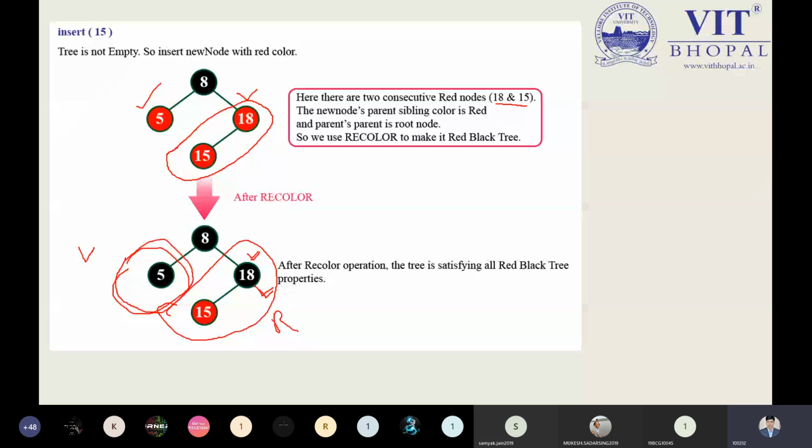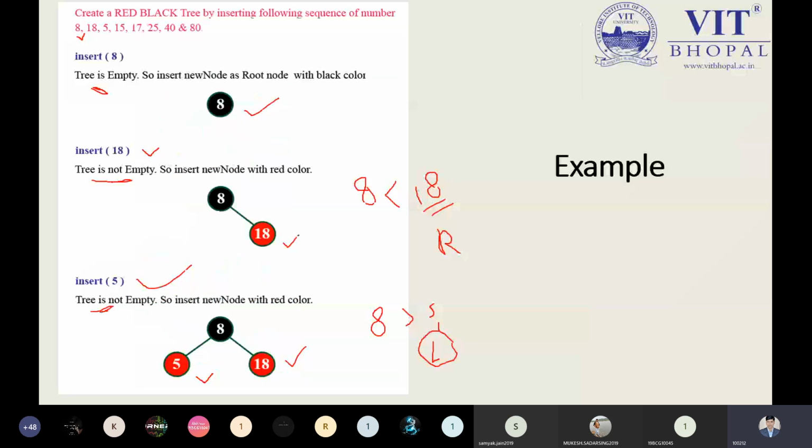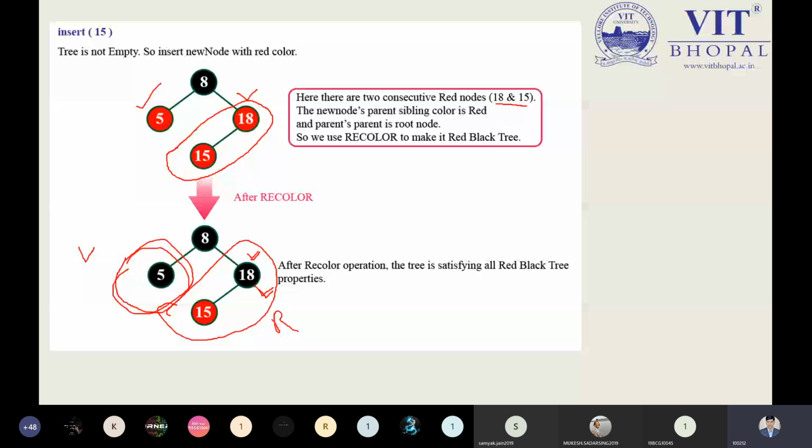First we inserted 8, then 18, then 5, and then 15. Okay, now this part is clear. Then shall I move ahead?